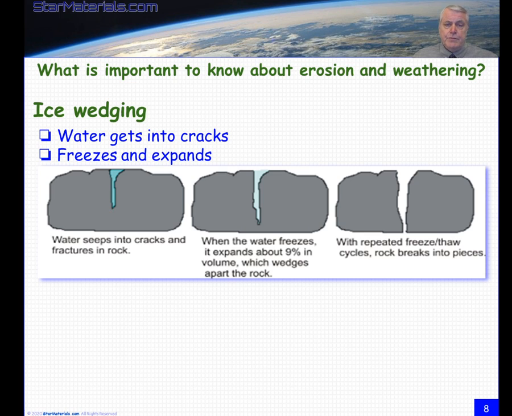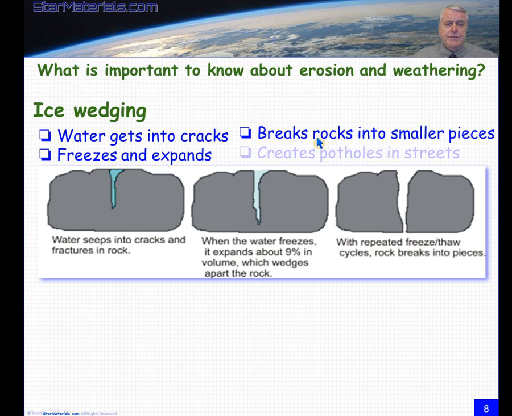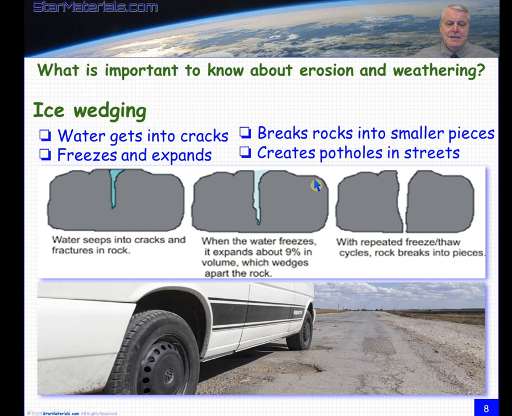Now, where do you see this? It breaks rocks into smaller pieces and creates potholes in the streets. That's why in the springtime there's so many potholes. Water gets in, freezes, and breaks up the surface.